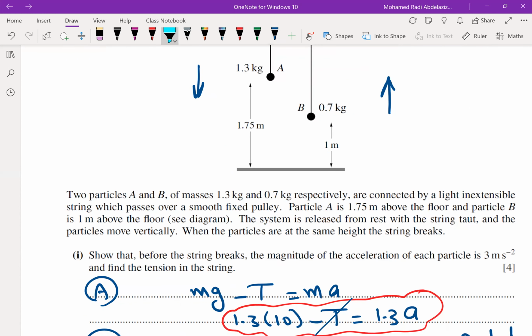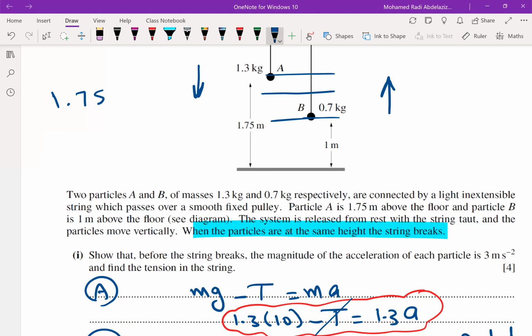It's given here that the particles are at the same height. At the same height means in between, in the distance between them. This particle moves up and this particle moves down. So to be exactly in between, this distance is 1 and this distance is 1.75. Let's subtract first: 1.75 minus 1. So the difference is 0.75.